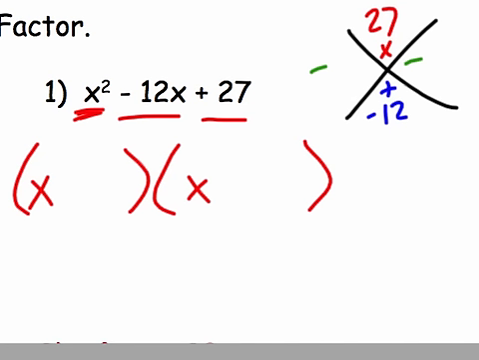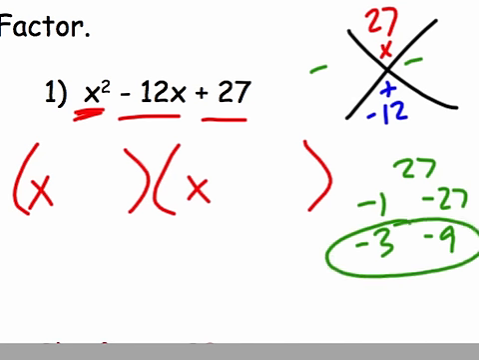So let's take a look at the factors of 27. I need them both negative, because they have to add up to a negative 12. So I have negative 1 times negative 27, and negative 3 times negative 9, and I think that's about all I can think of. Which ones add up to negative 12? Looks like negative 3 and negative 9. And so that's all I write in my binomials: minus 3, minus 9. I could have put minus 9 first and then minus 3. And I'm done. I'm factored.